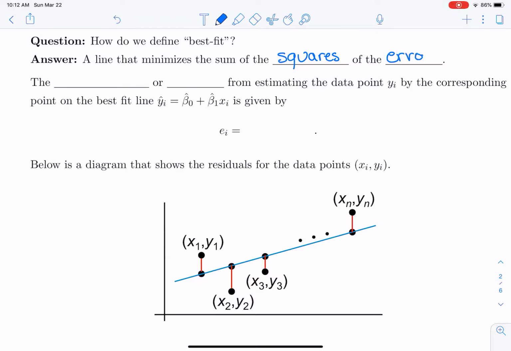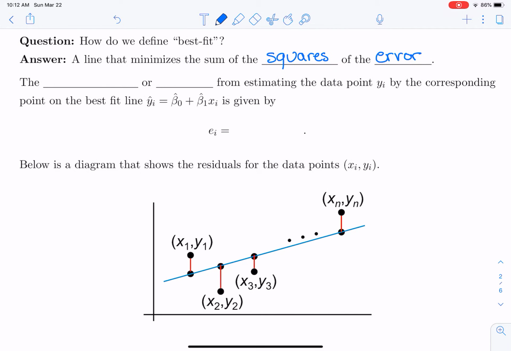What do I mean by the error? Well, the error is called the residual, or error, and that residual comes from estimating the data point y by the corresponding point on the best fit line. We'll call that yi hat, which is beta 0 hat plus beta 1 hat xi. So then the error is given by e sub i, which is y sub i, that's the data point, minus the point on the line. We'll call that y sub i hat.